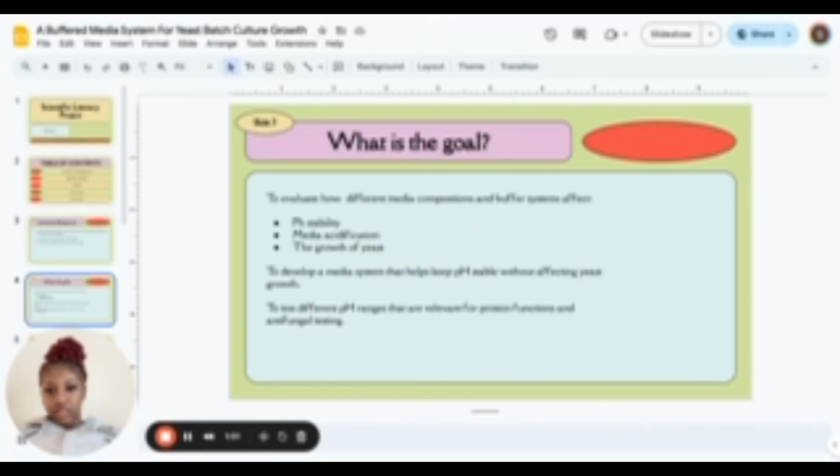There were three main goals of this experiment, one being to evaluate how different medium compositions and buffer systems affect 1. the pH stability, 2. medium acidification, and 3. the growth of the yeast system. The second goal was to develop a medium system that helps keep pH stable without affecting yeast growth. The third goal was to test different pH ranges that are relevant for protein functions and antifungal testing.